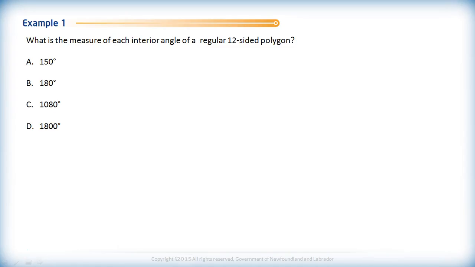Okay. First question. What is the measure of each interior angle of a regular 12-sided polygon? Okay, let's see if we can figure that out. So if you remember the formula, it says Sn, the sum of all of the angles, has to be 180 degrees times (n minus 2). But what is the measure of each interior angle of a regular polygon? Each one, we get by taking Sn and dividing by the number of sides. So each angle, I like to call them theta, you don't have to, is going to be equal to that monster.